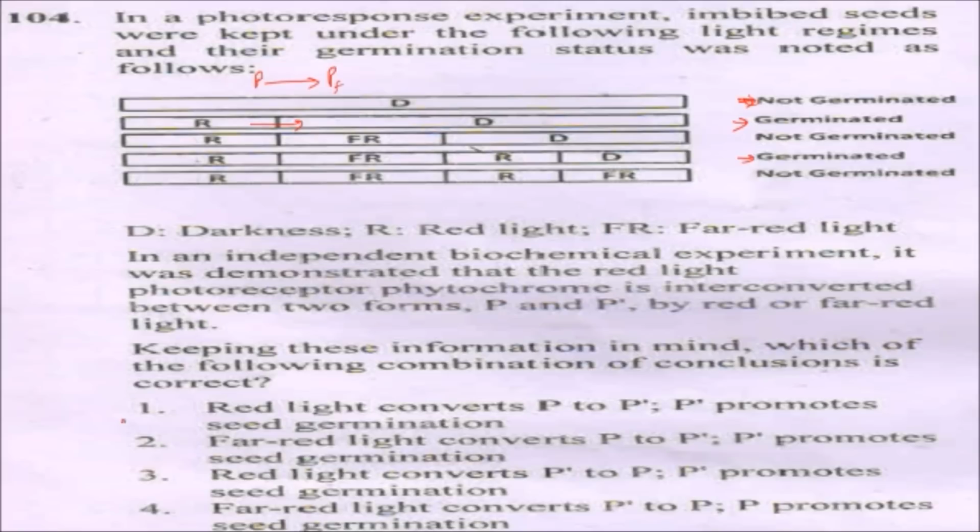seed germination. In the next one also, if you see here, the P is converted into PF, but again in the presence of far red light, PF is converted back into P of phytochrome. So if it proceeds with darkness, then it will not germinate, because it requires the PF for its germination.